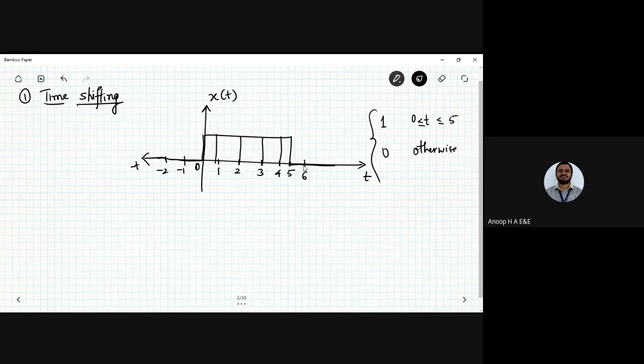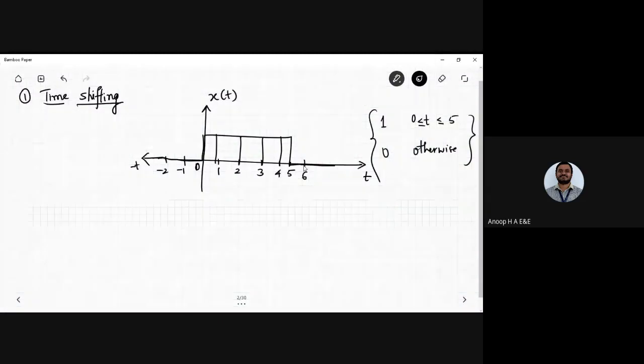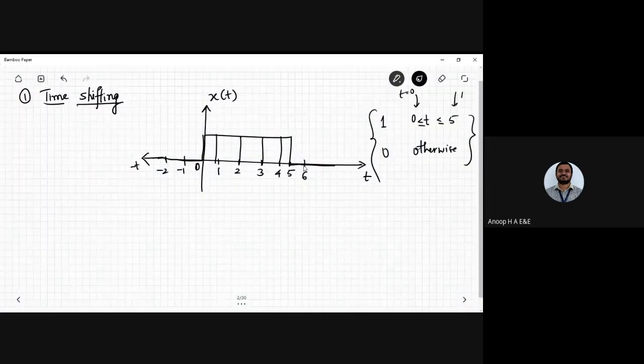Okay, so you can see the signal at t equal to 0. This is the value at t equal to 0, and this is the value at t equal to 5. So all the values ranging from 0 to 5, you have unity as the value, and 0 otherwise. Any such values where the time takes, it is said to be equal to 0 there.